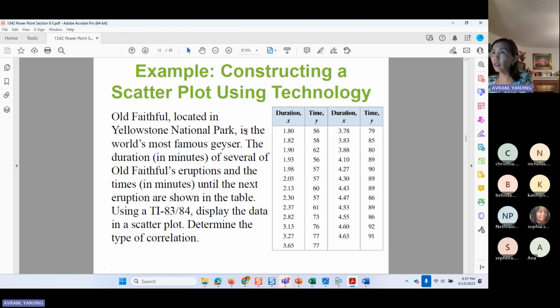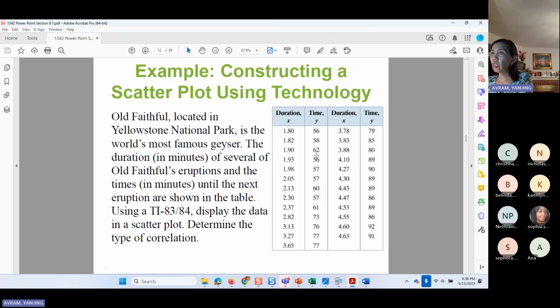This is Yellowstone National Park, the world's most famous geyser, right? The duration of several Old Faithful eruptions and the times until the next eruption are shown in this one. So basically this X continues on this X here, and this Y also continues on this Y. This is just trying to save space, so they put it this way.